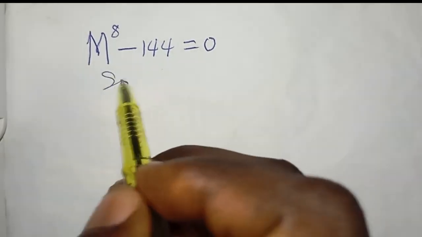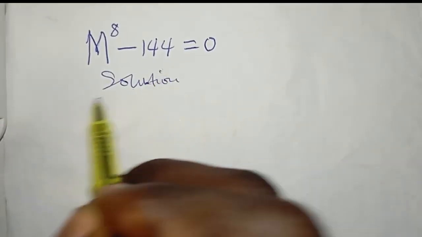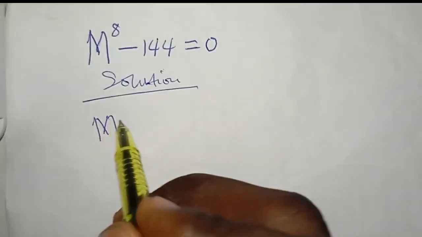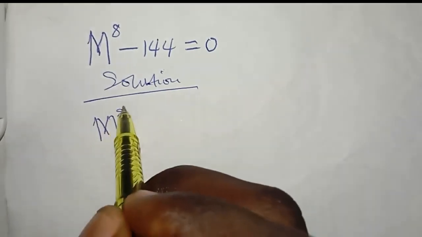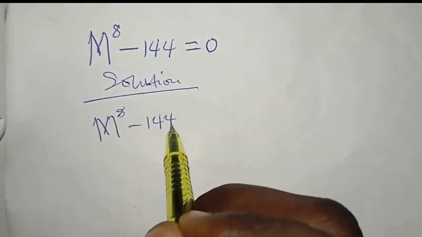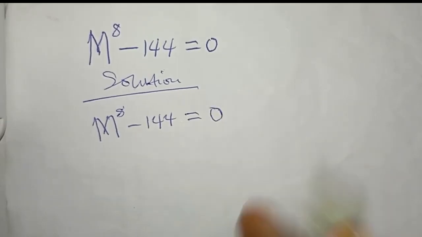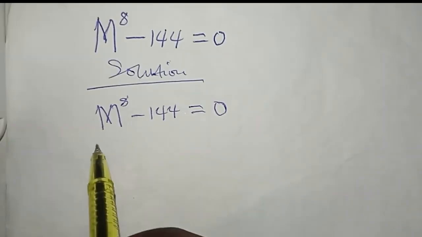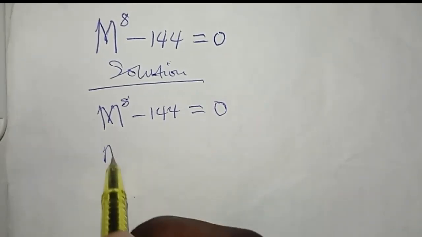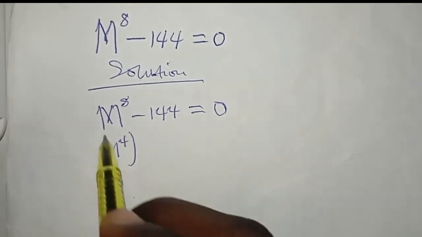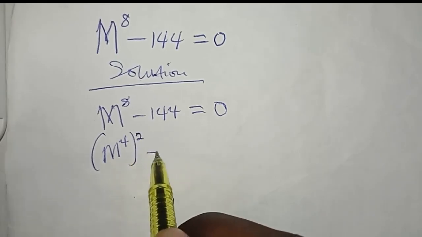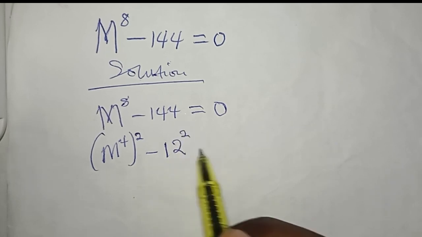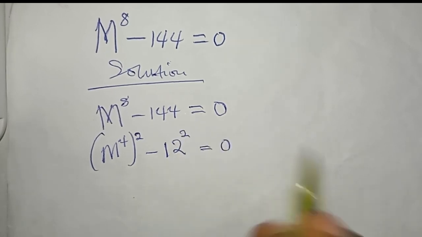So I like to start by writing this solution, and of course the question we are solving is m power 8 minus 1448 is equal to 0. I'm actually going to write this m power 8 as m power 4 and then bracket 2. And this 1448 I can also write as 12 power 2. It's equal to 0.